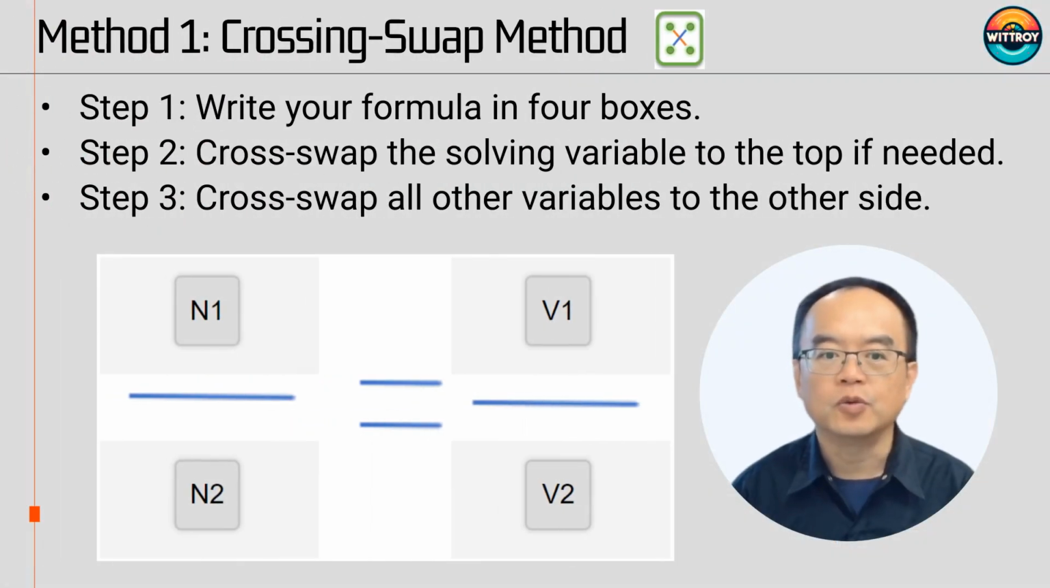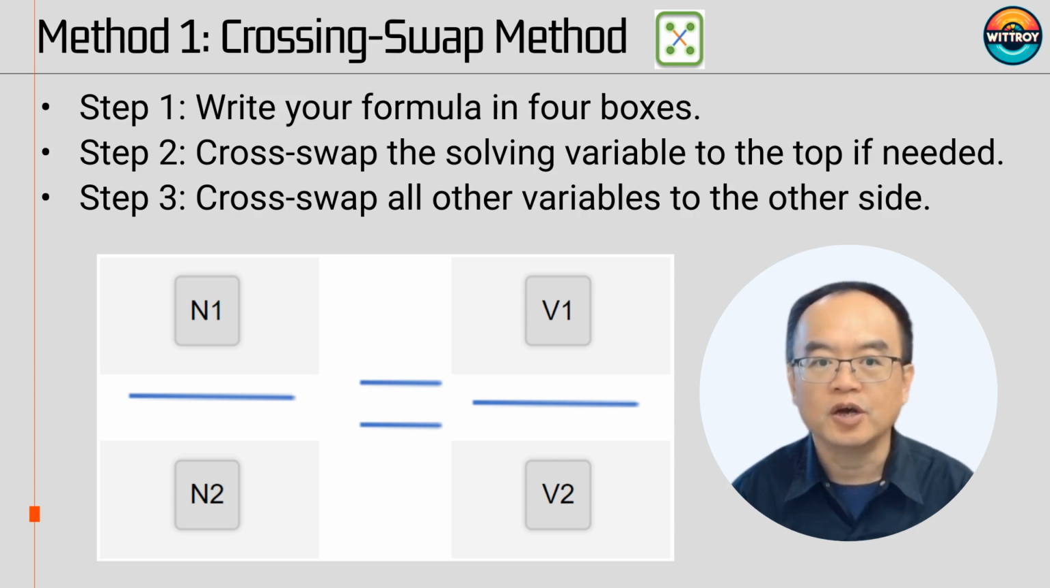Now let us go through method one, the crossing swap method. With this method, we just make sure the variable we need is at the top, either on the left or right side of the equation, and then cross-swap the other variables as necessary to the other side of the equation.